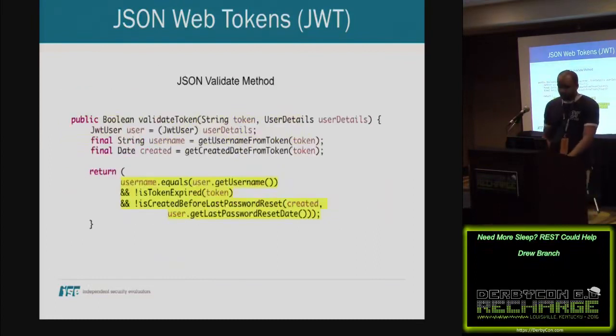So let's take a look at the validate method. So after the information is extracted from the token, the user is checked, and also the expiration of the token is checked. As well as if the user has changed their password before the token was created, it will send back an error saying, hey, you have to re-authenticate yourself because you changed your password after this token was created.